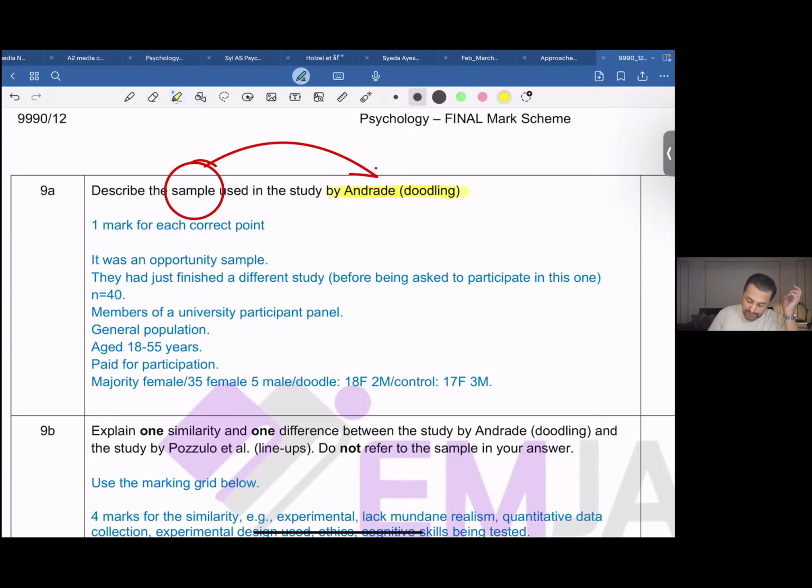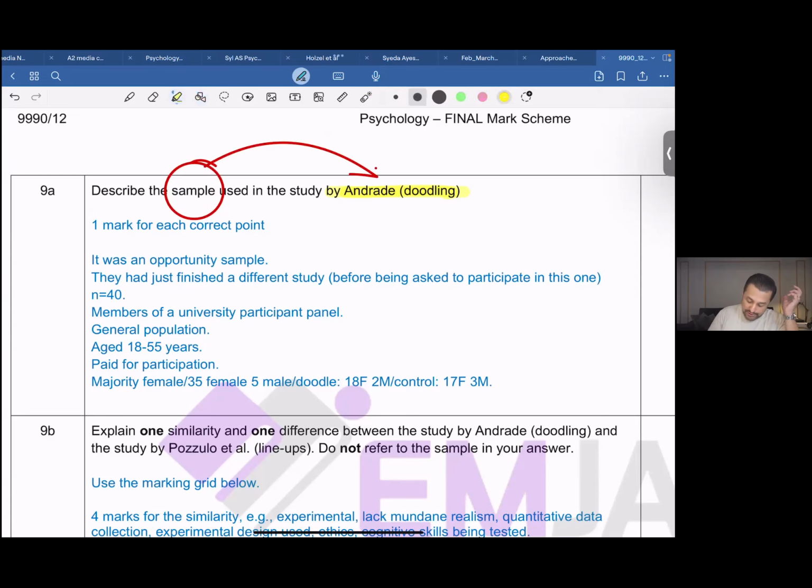They're super simple. But bear this in mind: you have been asked to describe. You haven't been asked to identify. Had you been asked to identify, you could have simply written the answer in points and gotten your marks. But over here, you've been asked to describe instead of identify. So again, this question is demanding you to describe the sample used in the study by Andrade. Having a quick look at this, one, it was an opportunity sample. They had just finished a different study.